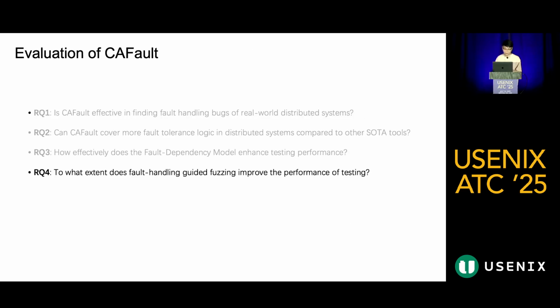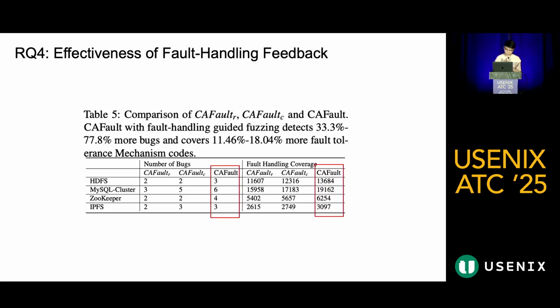The final question: to what extent does fault handling guided fuzzing improve the performance of testing? To evaluate the effectiveness of the fault handling guided fuzzing algorithm, we conduct experiments that compare CAFault with a version that randomly injects faults and another version that utilizes the traditional code coverage guided fuzzing strategy. From the table, we can find that with the help of the fault handling guided fuzzing algorithm, CAFault can achieve better testing performance in both bug detection and fault handling coverage.